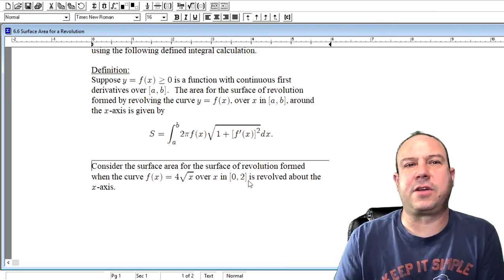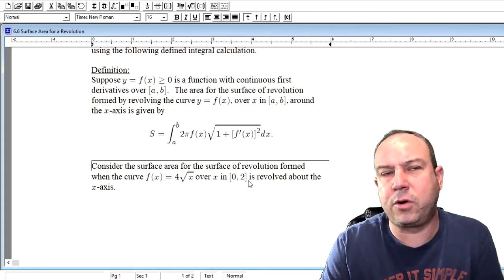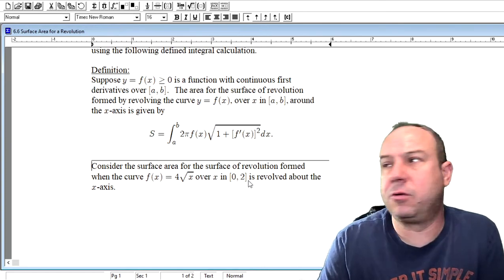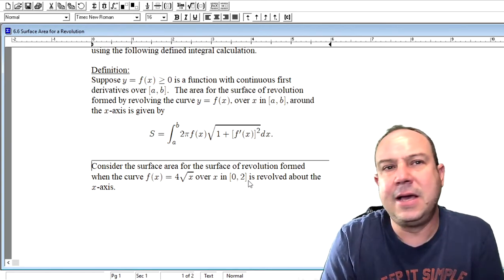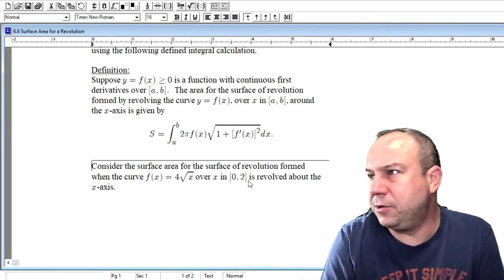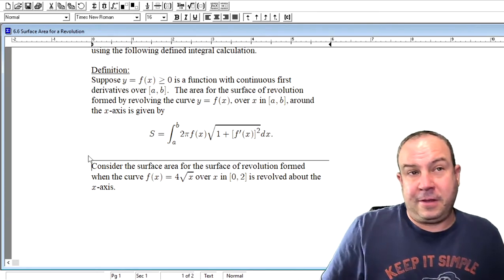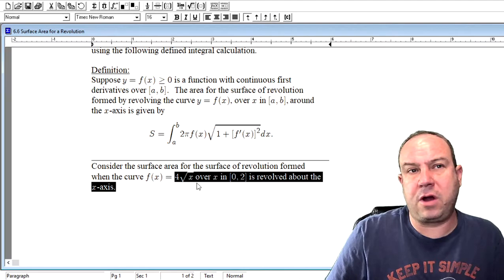We might consider the surface area for the surface of revolution formed when we take the square root function, 4 times the square root of x, over values of x from 0 to 2, and we revolve that around the x-axis. This is going to form a surface of revolution. All right? The function f of x in our formulation is going to be 4 square root of x.